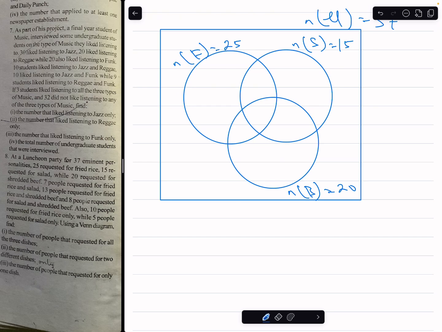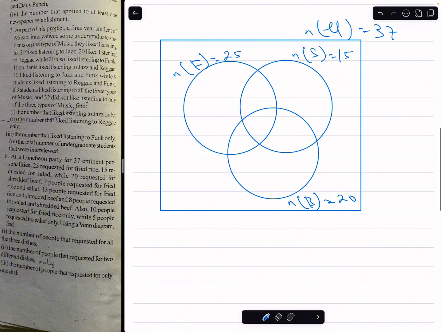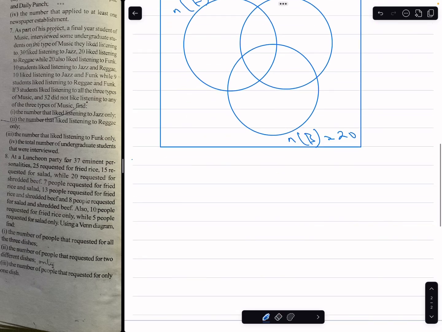7 people requested fried rice and salad. This is fried rice and this is salad. So all the people here requested fried rice and salad. So we'll see there's a combination of those who requested fried rice and salad only, and those who requested fried rice, salad, and beef, all the 3 dishes. That means the number of elements in the set F intersection S, for fried rice and salad, is 7.